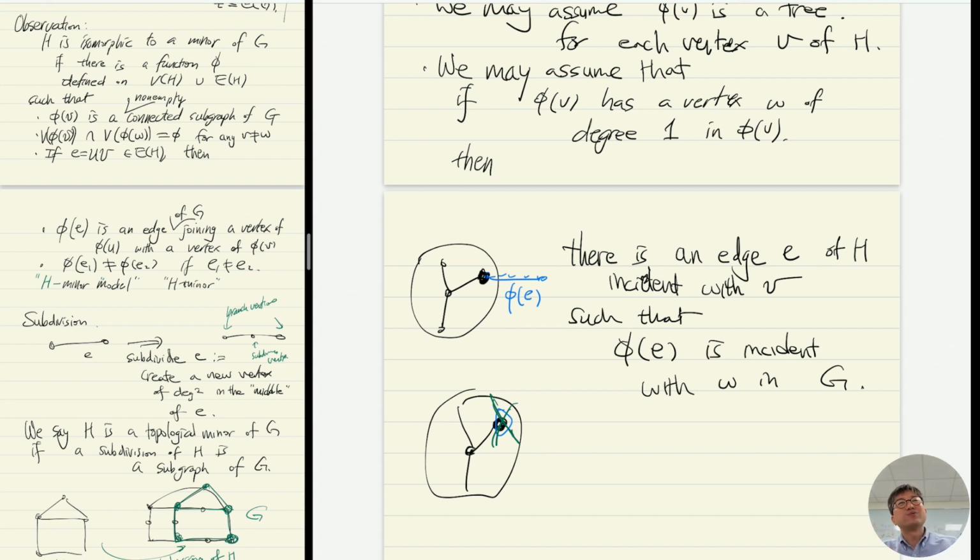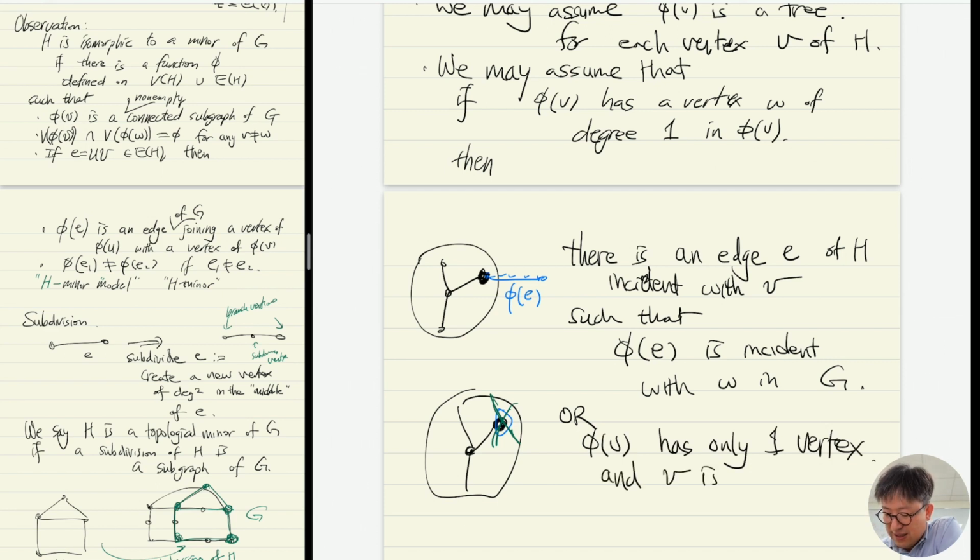Yeah. But I was worried about the single case where you only have one vertex, but H has no isolated vertex. Right, what happens if H has an isolated vertex? Okay, so that's one case. Or phi v has only one vertex, and v is isolated in H. That's an exceptional case, right?